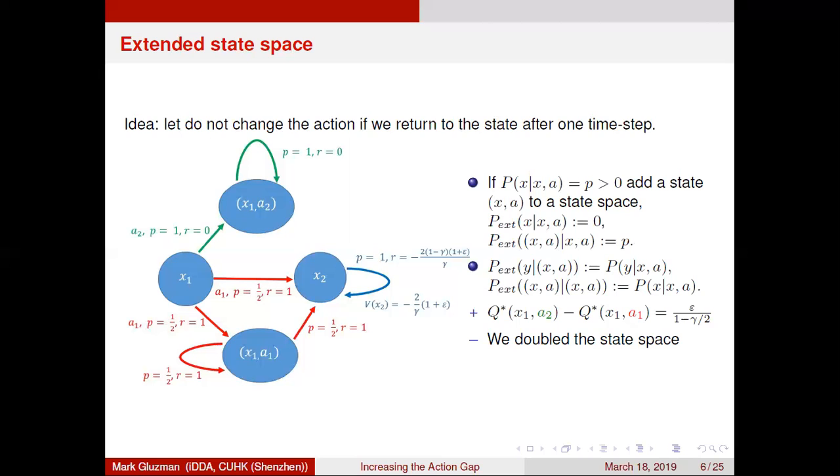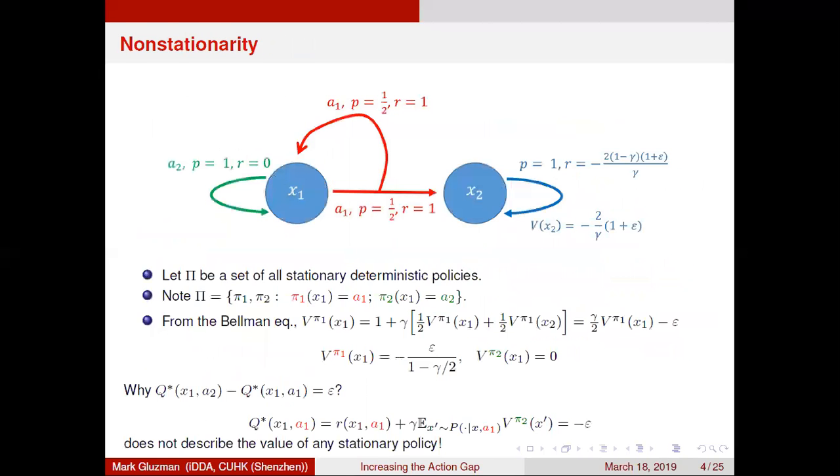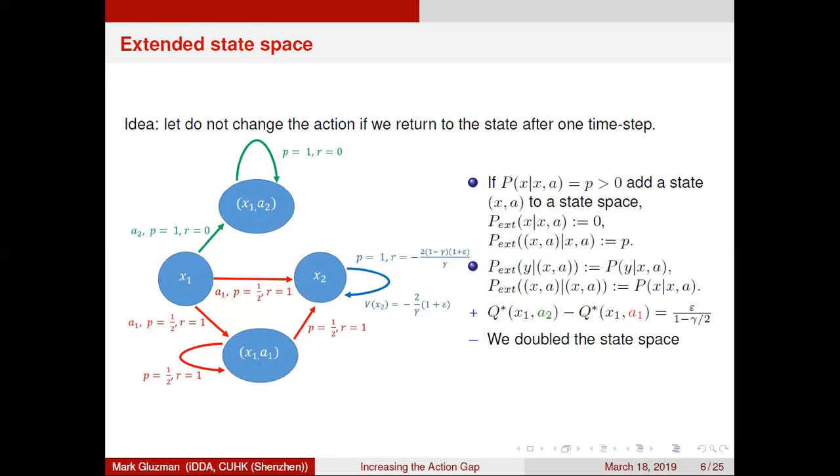X1, A1, then you continue to play A1. Yes, we continue to play A1. Like in the original problem, if you continue to play A1, with one half probability you move to state X2, with one half probability you move back to state X1. So with probability 1/2 you stay in the same action, in the same state, and with probability 1/2 you move to state X2. That's true. So not however stay at X1, A1.